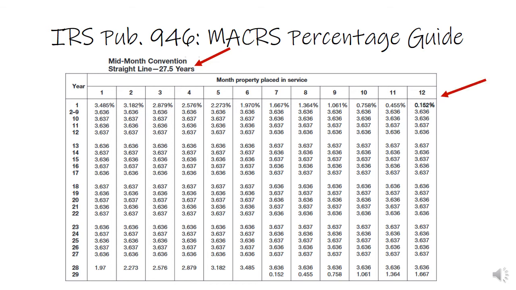Since it uses the mid-month convention, you compute the depreciation for the first year based on the month in which you placed the property in service. So, for property that's purchased in the 8th month of the fiscal year, you would multiply 1.364% times the cost of the property. In the subsequent years, it would be relatively stable until you sell the property.